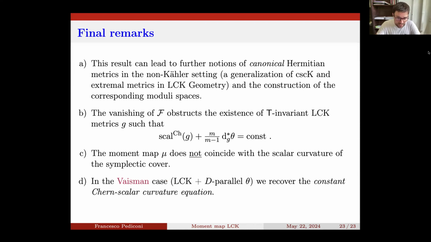And finally, the Vaisman case corresponds simply to those lcK metrics with respect to which the Lee form is parallel with respect to the Levi-Civita connection. So in the Vaisman case, we just recover the constant Chern scalar curvature equation. And I think that's all that I wanted to say today.